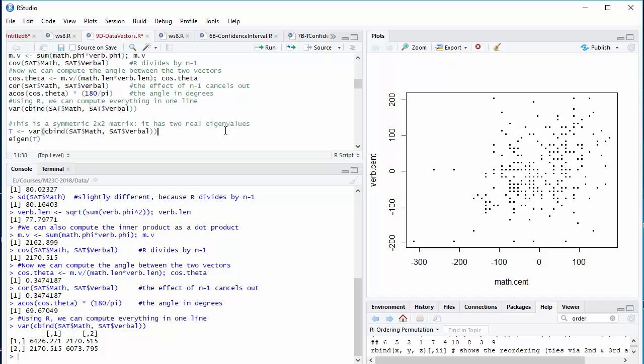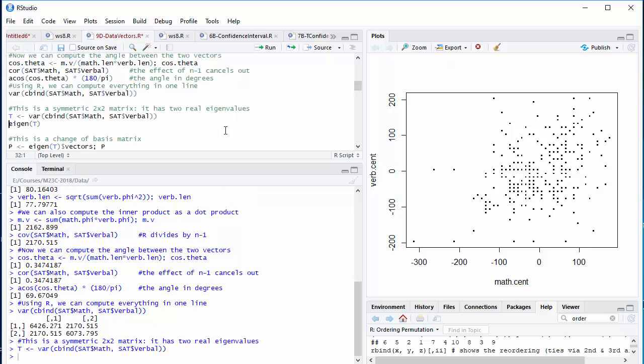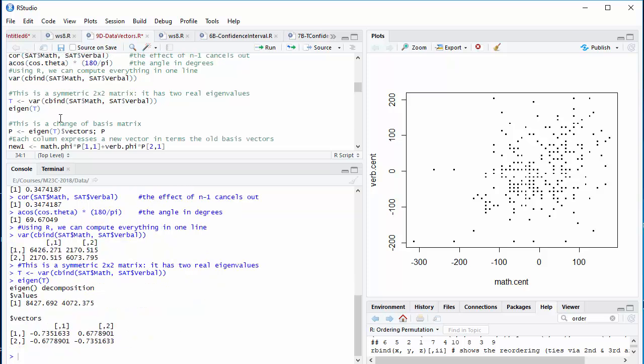So I'm going to reconstruct and name this covariance matrix, and then call the R function eigen. What does that do? It gives me the two eigenvalues, and it gives me the corresponding eigenvectors. And this is a change of basis matrix, isn't it? My old basis consisted of math scores and verbal scores, and that was a rather silly basis to use because I was using in a two-dimensional space two vectors with an angle of 70 degrees between them.